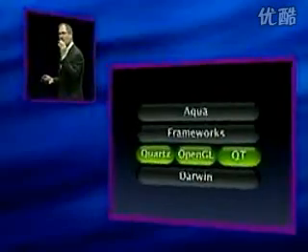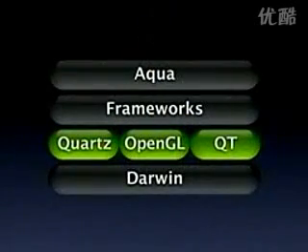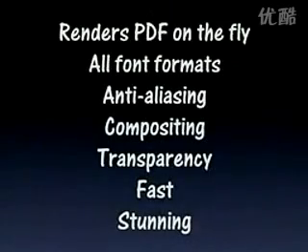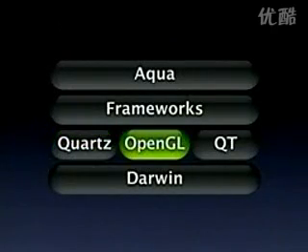We have 3 core systems in our graphics. Quartz, our whole new 2D graphics engine. OpenGL for 3D, and QuickTime. So Quartz renders PDF on the fly and anti-aliases it as well. We support all font formats, and we support compositing and transparency right in the graphics model. And you'll see what that means in a second. It's fast and it's stunning. And so that's Quartz. OpenGL.